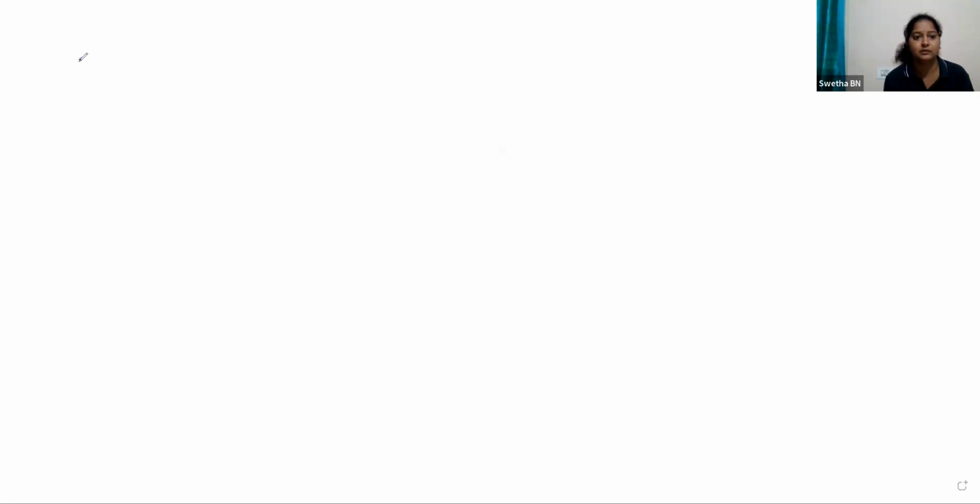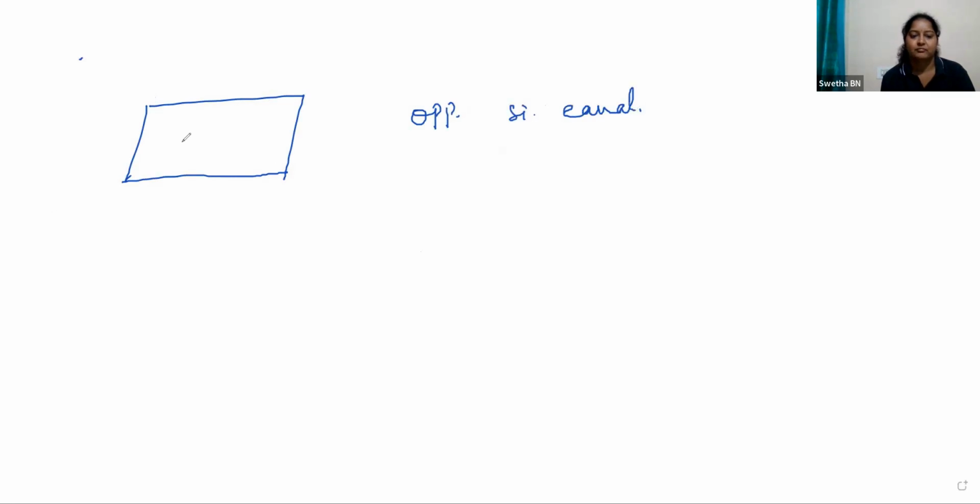And third one is parallelogram. Which sides are equal in parallelogram? Ma'am, opposite sides. Yes, like rectangle. Opposite sides are equal. Which angles are equal here? Same, opposite angles are equal. Opposite sides are equal and opposite angles are equal.